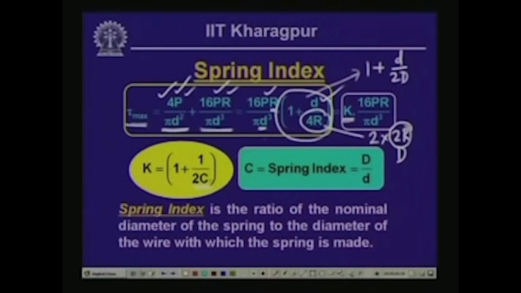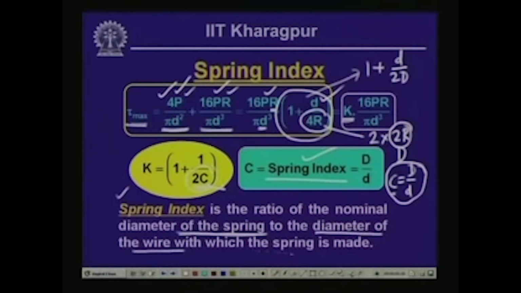As you can see here, we have written 2C, and C therefore stands as capital D by small d, and this particular ratio capital D by small d we call the spring index. Therefore, we define the spring index in this form: it is the ratio of the nominal diameter of the spring, or the helix diameter, to the diameter of the wire with which the spring is made. So, this is called the spring index.